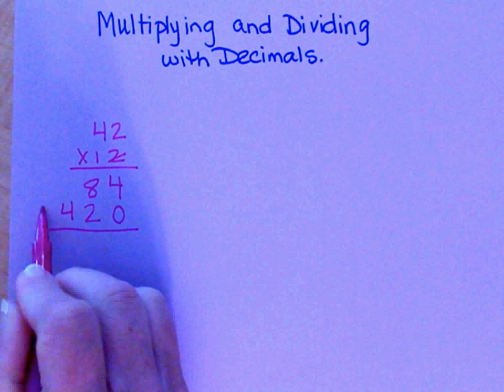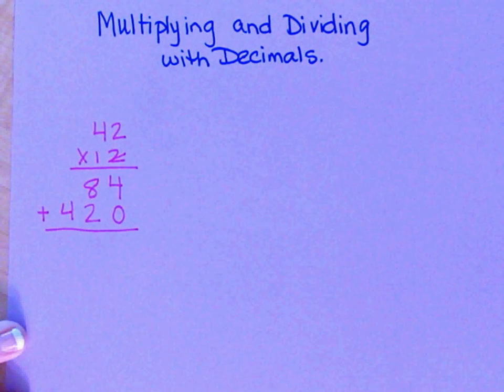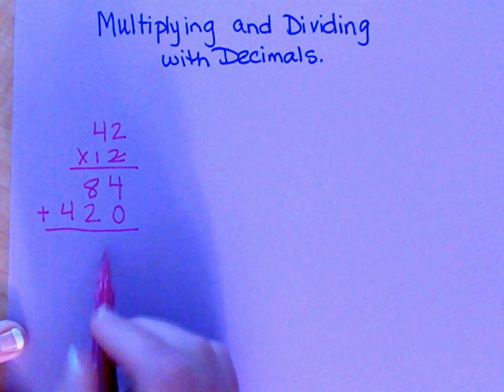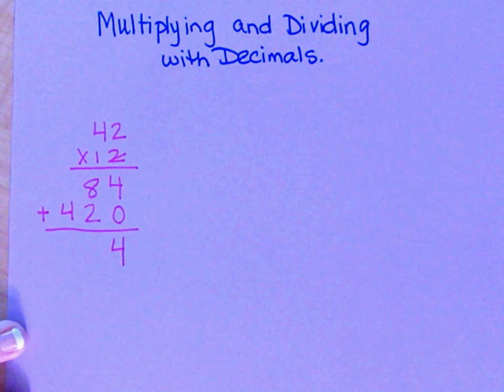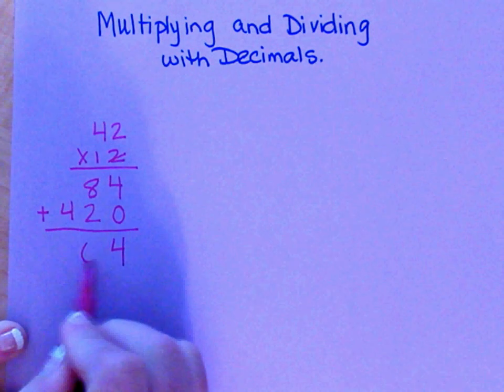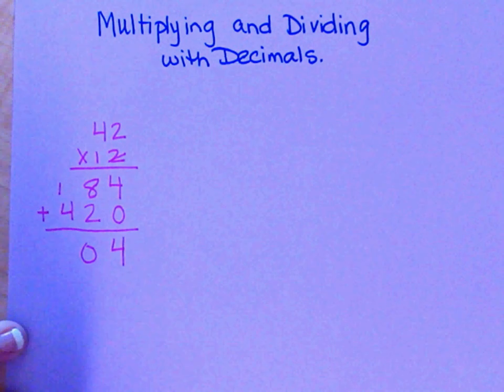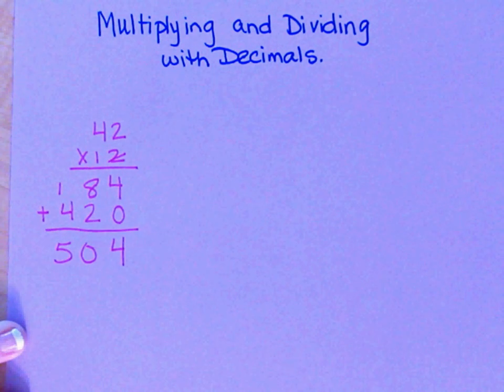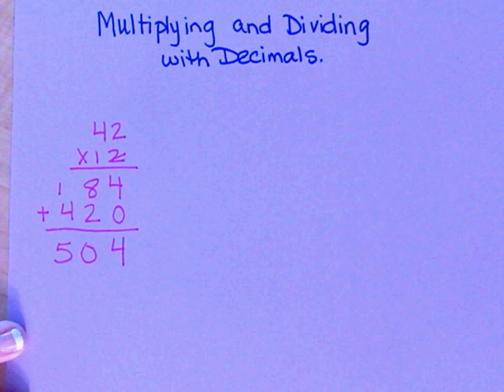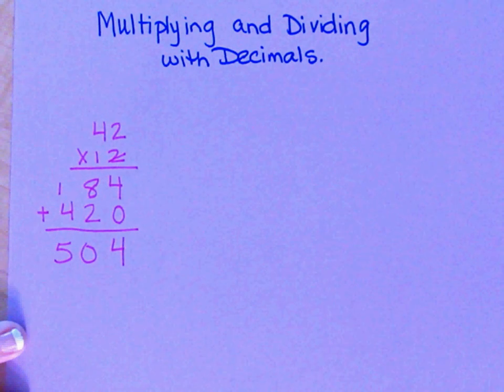Now I'm ready to add these two numbers together. When I add the ones place, I add the tens place and actually get 10, so I need to carry the 1. I add 1 plus 4, and I have 5. So now my answer is 504.